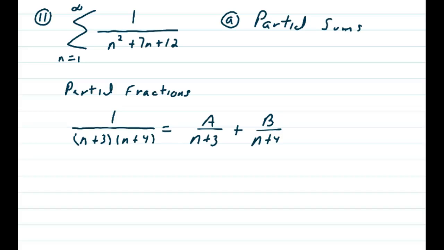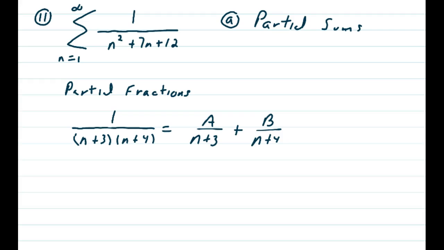Problem 11. Summation n is equal to 1 to infinity of 1 over n squared plus 7n plus 12. First thing we should notice is that you can factor the bottom of that fraction. This will be a partial sums. This is one of those a little bit more difficult problems to solve. So we build partial fractions.